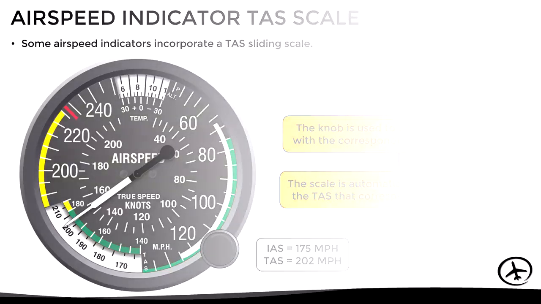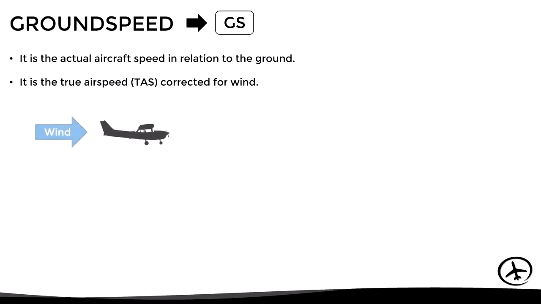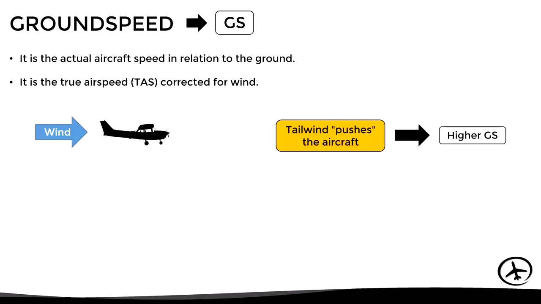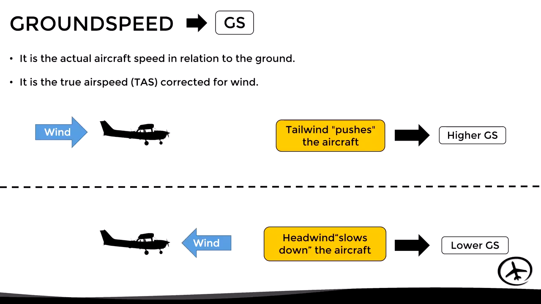Now, we will look at the last speed term, the ground speed. The ground speed, abbreviated as GS, is the actual speed of the aircraft in relation to the ground, and it corresponds to the true airspeed corrected by wind. First of all, let's see how the wind affects the speed of an aircraft. When an aircraft experiences a tailwind, it will literally be pushed by the wind. In other words, its speed in relation to the ground will increase. On the other hand, if the aircraft experiences a headwind, it will be slowed down by the wind. In other words, its speed in relation to the ground will decrease. That's why, in order to determine the ground speed, we must apply the wind correction.